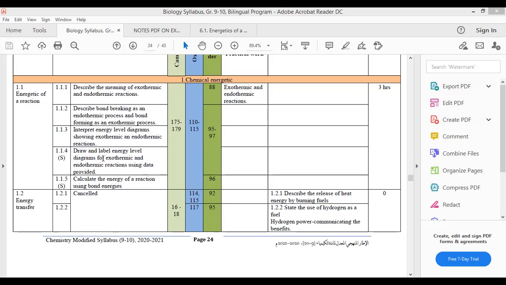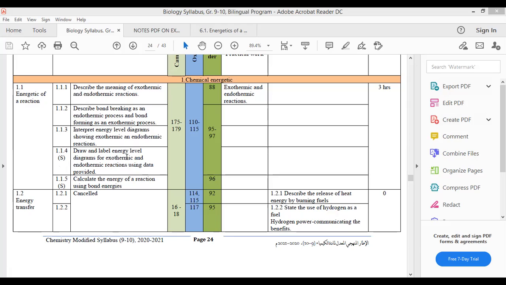Objectives 3 and 4 are similar when you draw the diagram for specific reactions. I will show you an example of the normal diagram, and then a specific reaction using the data provided, meaning any equations given to you. You will check first, like yesterday, whether the reaction is exothermic or endothermic. Then according to that reaction, you need to draw the diagram. This is our objective number 4. Do you understand?